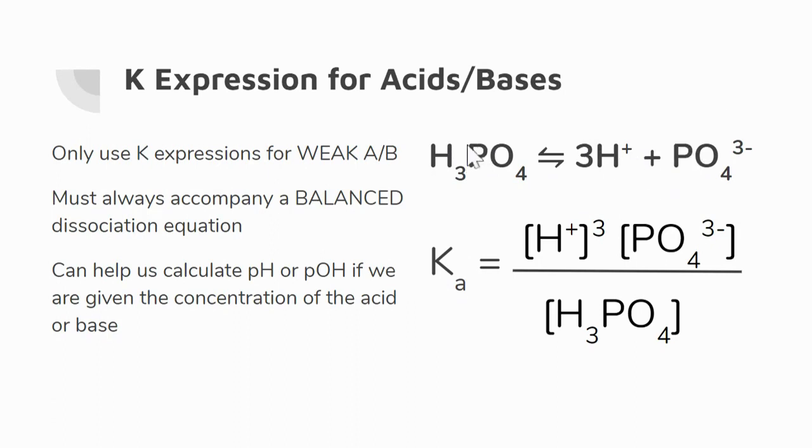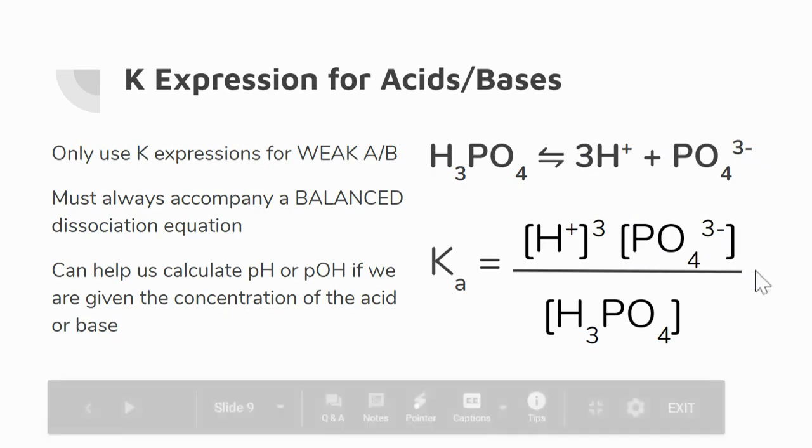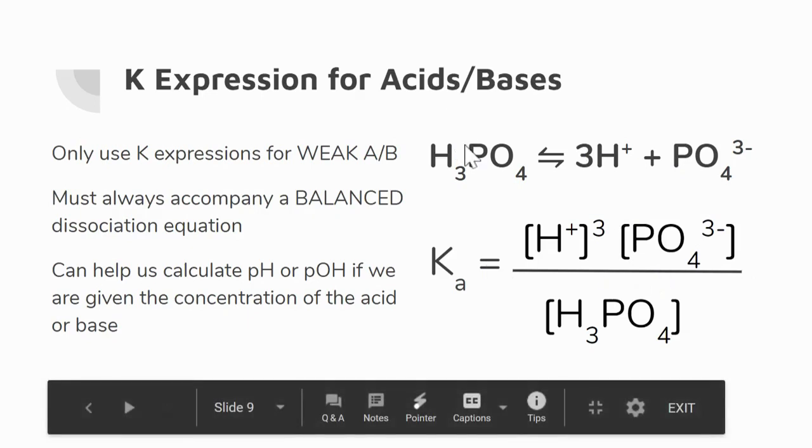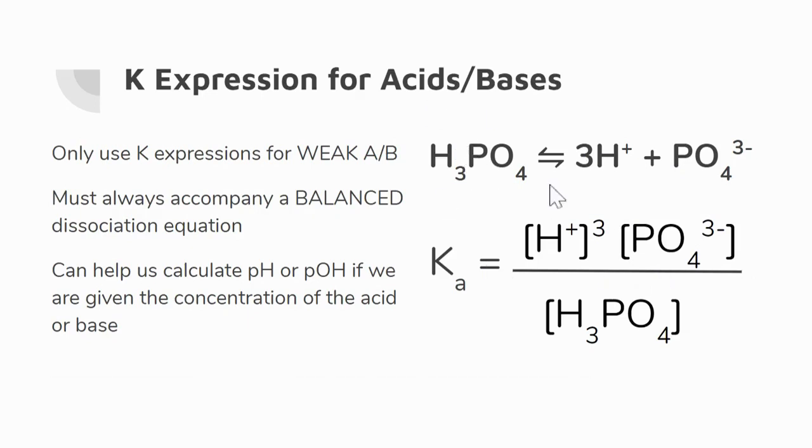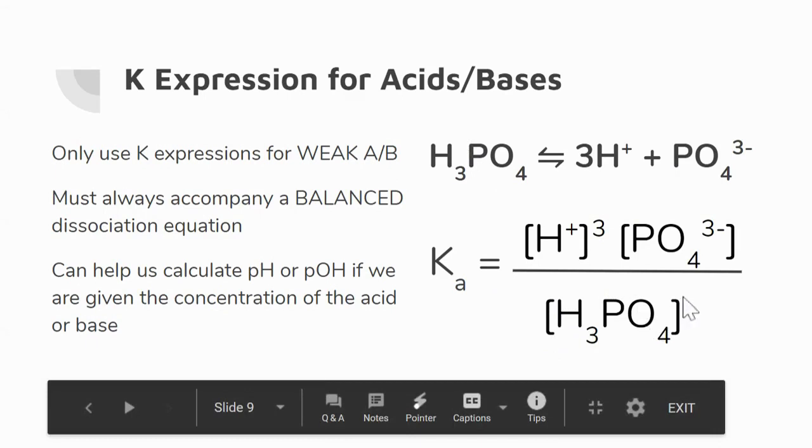Always products over reactants. So the products here are H+, concentration of, so I use the bracket, raised to the third power because of this coefficient, and then times PO4 3-, that's the ion, raised to its coefficient's power, which is just a 1, all over the reactants, which was just H3PO4, and put that in a bracket because we're talking about the concentration of that, the molarity. That's what these brackets mean, molarity.